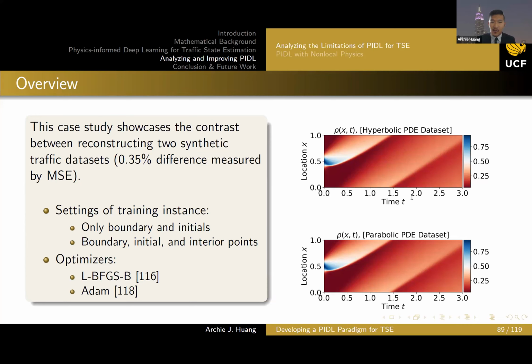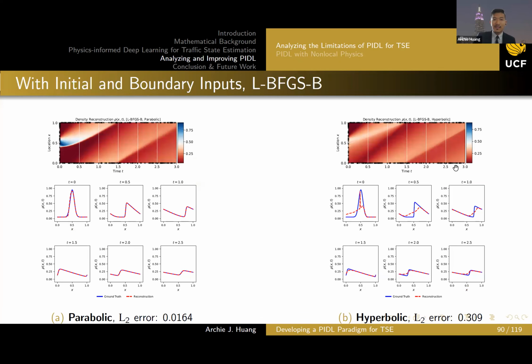In this case study, we investigate two training instance settings. The first one, we'll be only using the boundary and initial conditions. In the second, we also include interior training inputs as well. Two optimizers have been used in this case study. The first one is the limited memory bound BFGS algorithm, and the second one is the Adam optimizer. So let's see the results.